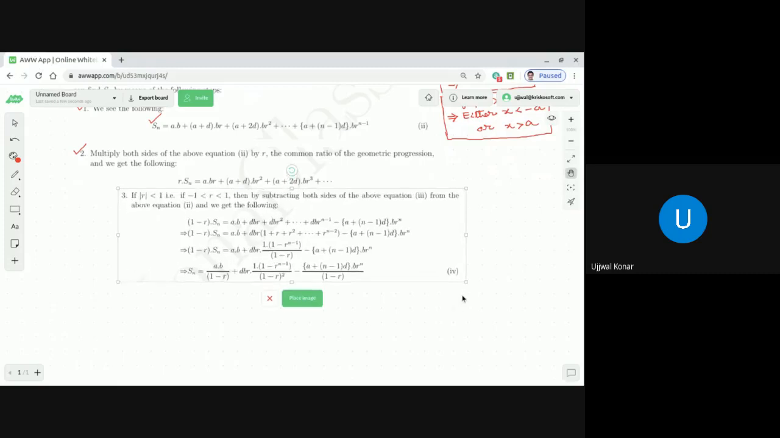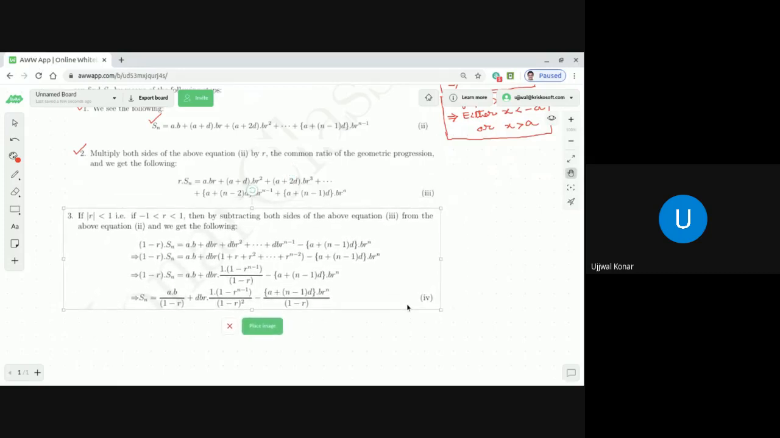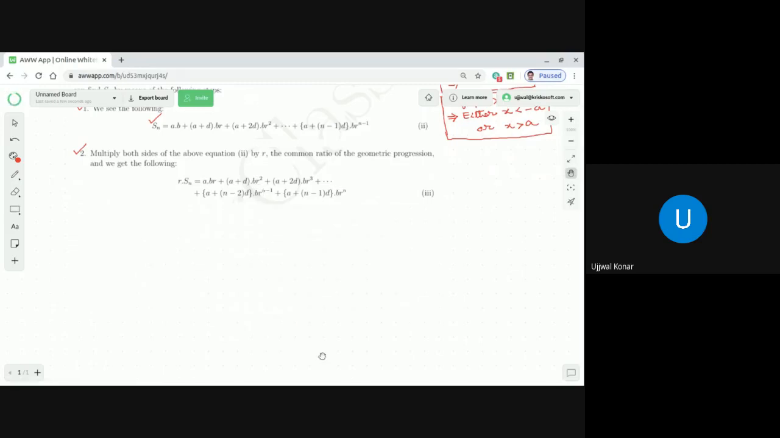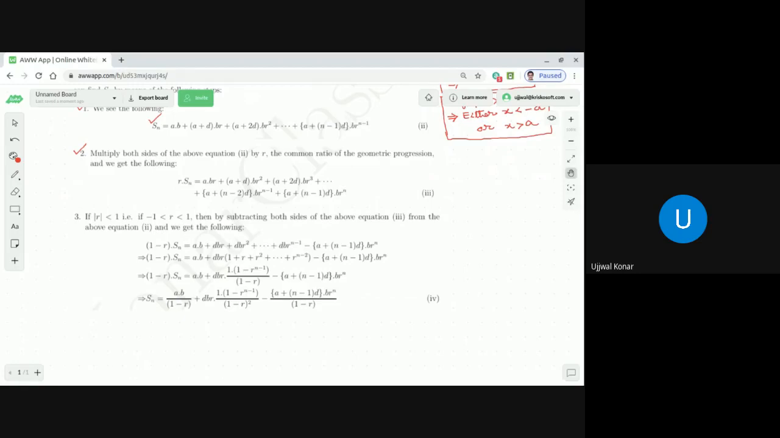What I'm saying is something like this. If mod of r is less than 1, that is, if minus 1 is less than r less than plus 1, then we subtract both sides of equation 3 from equation 2. Equation 3 is where both sides are multiplied by r, and equation 2 is just that Sn, which I marked with a double tick. Then we get Sn minus r into Sn, that is 1 minus r into Sn. All of you are able to get it, dear students?